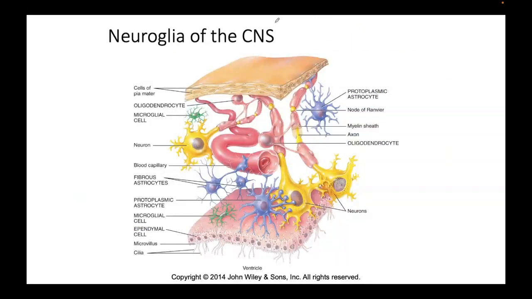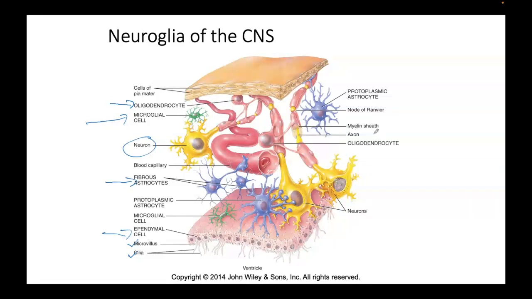And when we look at the neuroglial cells here, we could see a combination of all the different ones combined, right? So here is an oligodendrocyte. Here's a microglial cell. Here's a neuron. Here's an astrocyte. Here's an ependymal cell. These are the ependymal cells. They have some microvilli and cilia coming off of that. You remember what those are.